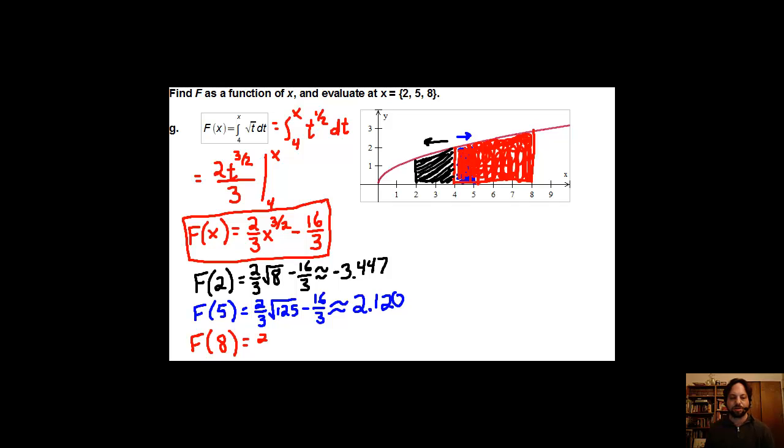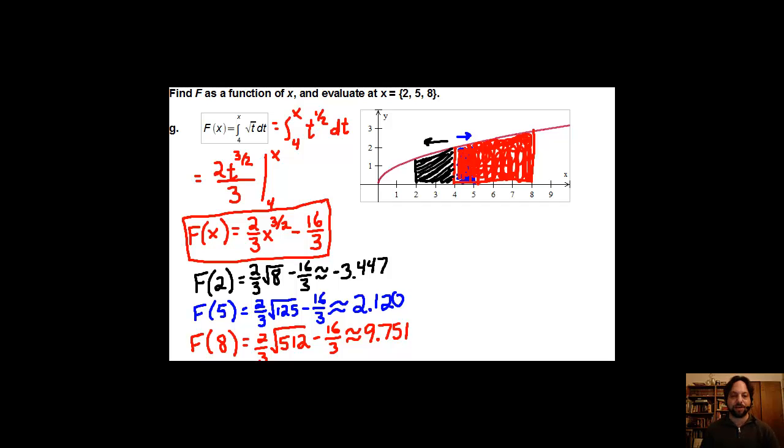We're going to have 2/3 times the square root of 512. That's 8 cubed, minus 16/3. And again, if I decimalize this, that's going to give me an area of 9.751. So significantly larger than either that black or that blue area, and certainly positive.